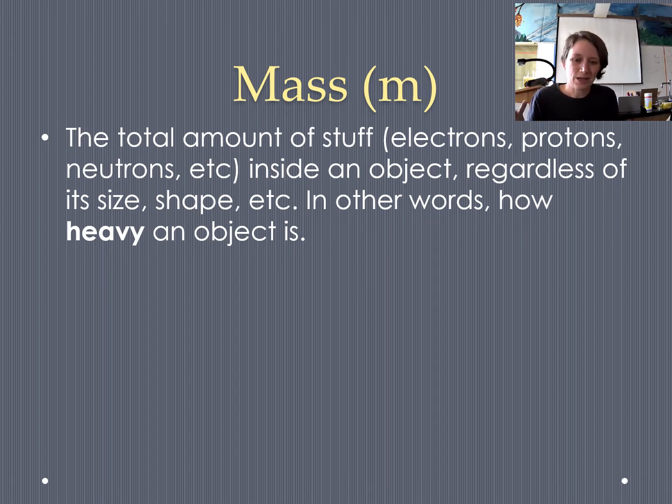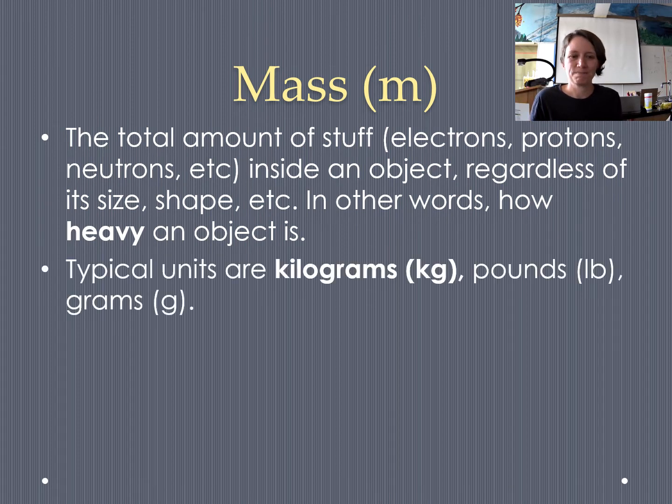It's hard to tell because you can't obviously zoom in on something and see how much stuff it is. On Earth, we have something convenient called gravity that lets us detect how much mass something has by basically feeling how heavy it is. So for us, if you have a lot of mass, you're going to feel heavier, at least here on Earth. Typical units of mass are kilograms, pounds, and grams. We're going to try to use kilograms and grams as much as we can in this classroom because that's what the typical scientific community uses when we're talking about mass.